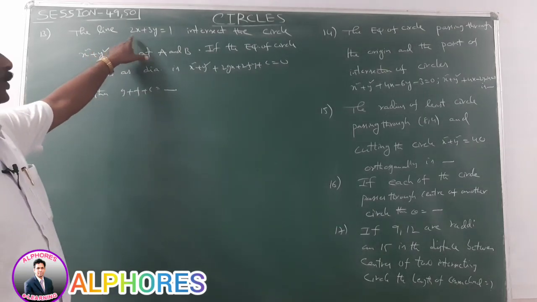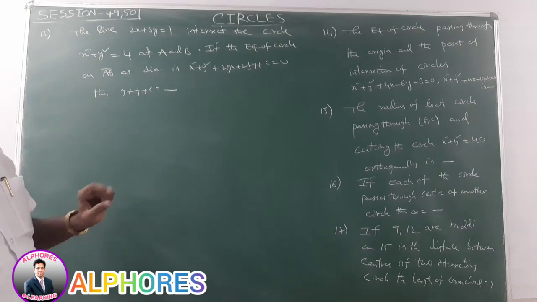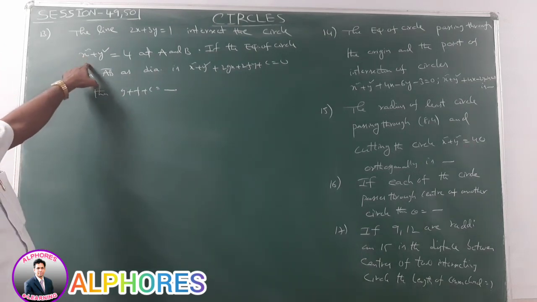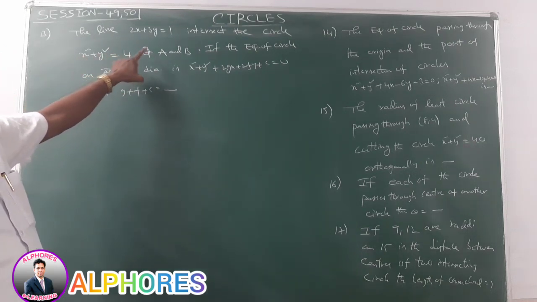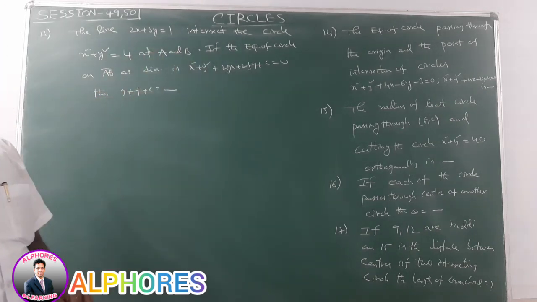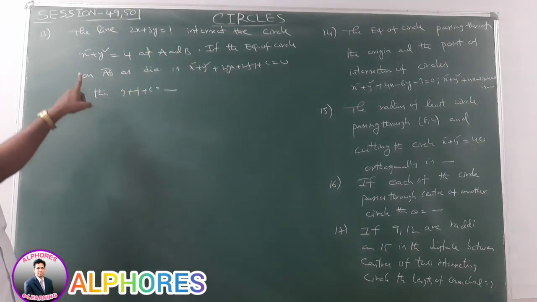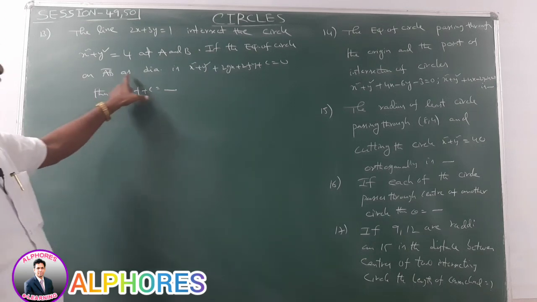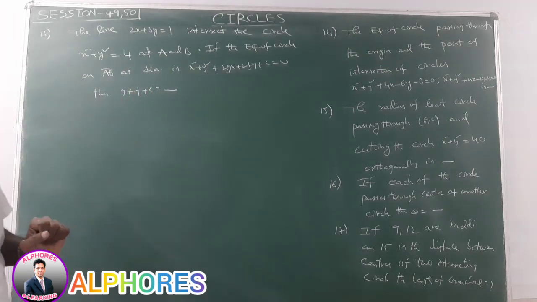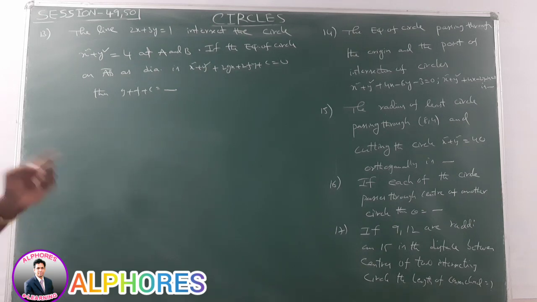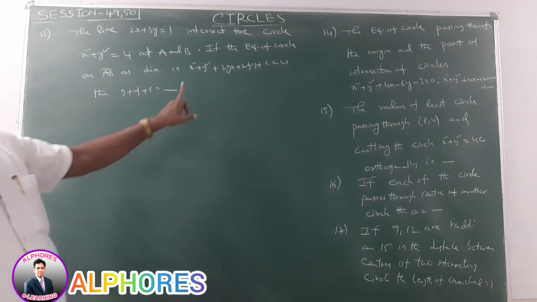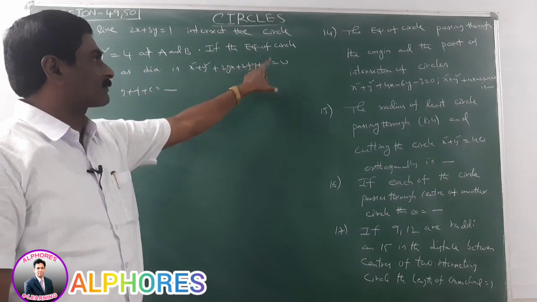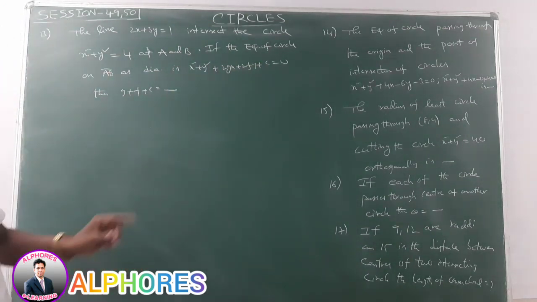13th. The line 2x + 3y = 1 intersects the circle x² + y² = 4 at A and B. If the equation of the circle on AB as a diameter is x² + y² + 2gx + 2fy + c = 0, then the value of g + f + c is ____.